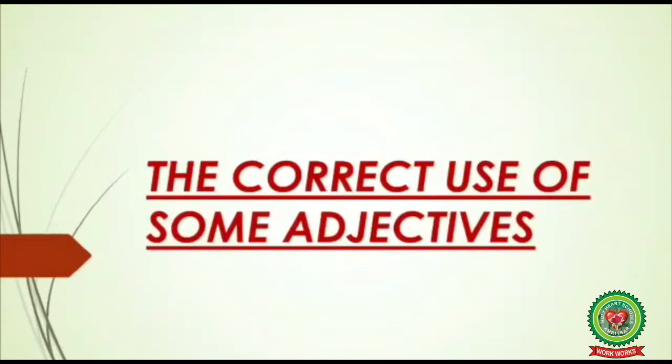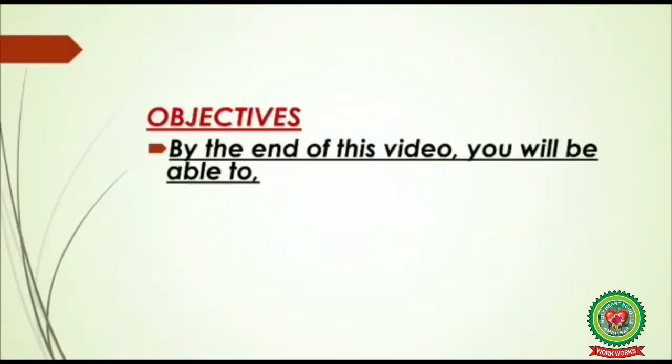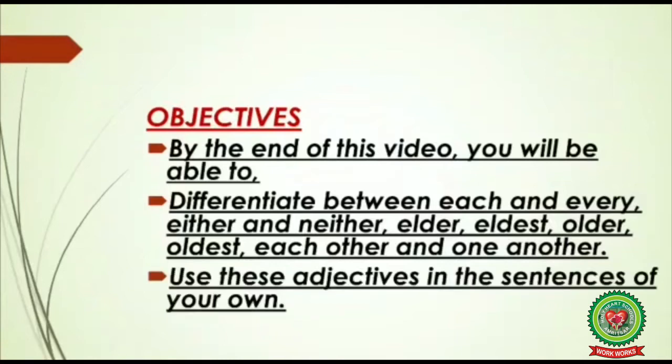In your previous session, you had learnt the uses of little, a little, the little, few, a few, the few, less, and fewer. Today, we will continue the chapter, the correct use of some adjectives. By the end of this video, you will be able to differentiate between each and every, either and neither, elder, eldest, older, oldest, each other and one another. Use these adjectives in the sentences of your own.